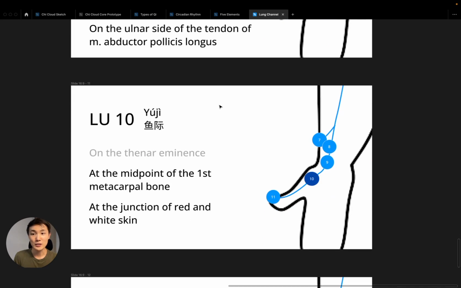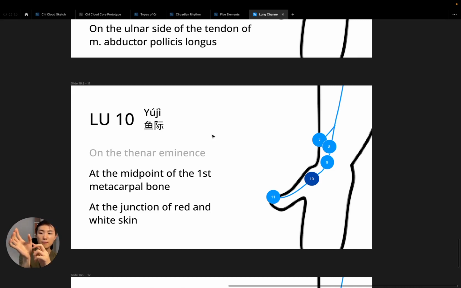Next, we have lung 10. 鱼际 is on the thenar eminence. That's just a fancy name for saying that mound of muscle on the thumb. It's at the midpoint of the first metacarpal bone. So that bone that connects to your thumb in your hand, that's the first metacarpal bone.